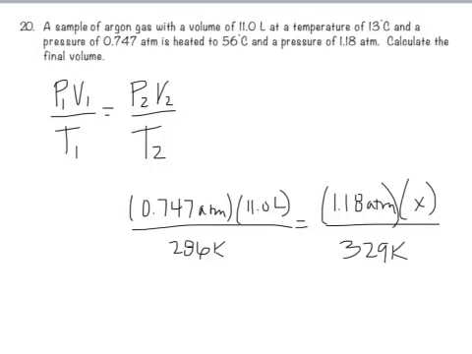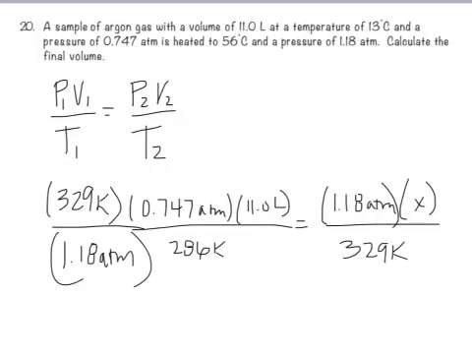And let's see, the final temp is 329 Kelvin. And so I need to get x by itself, so I'm going to cross multiply and divide. So I'm going to get 329 Kelvin up here and 1.18 atmospheres down in the denominator. These go away. You'll notice Kelvin goes away. Atmospheres cancel. I'm left with the unit of liters, which is good because I'm trying to solve for liters. And so I'm going to multiply and divide my answer, 8.01 liters.